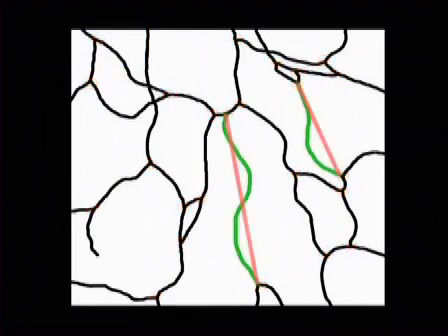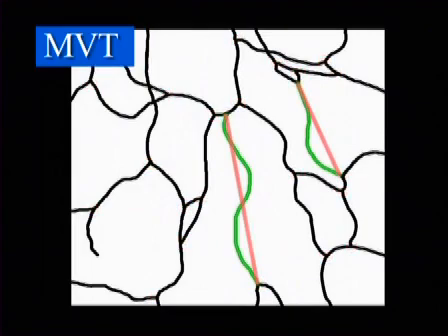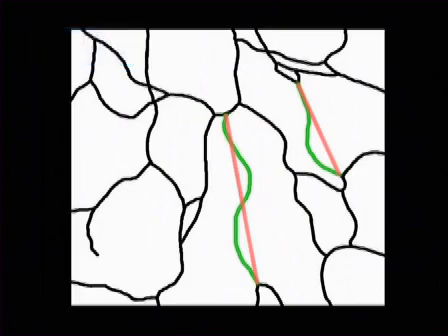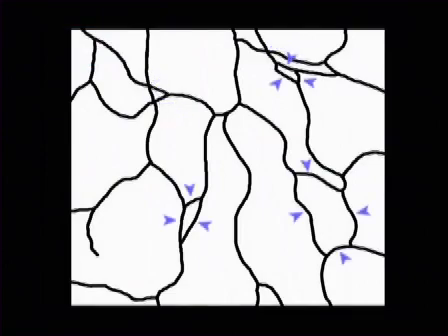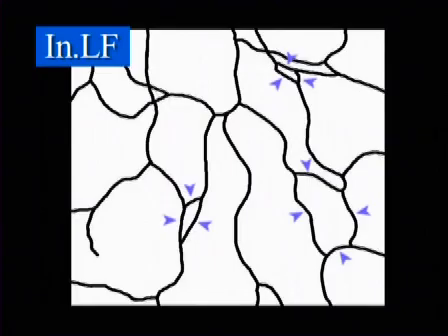The degree of tortuosity in the microvessels, MVT, is given by the difference between the shortest distance and the actual distance between 2 successive branching points. The occurrence of microvessel crossing over, the index of intersection, INIS, and of interconnecting loop formation, the index of loop formation, INLF, can also be measured accurately.